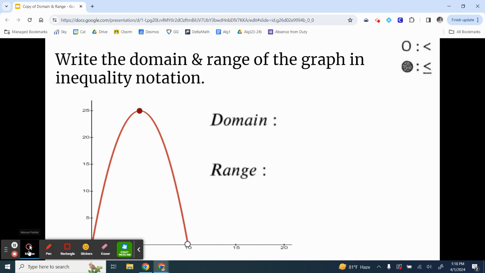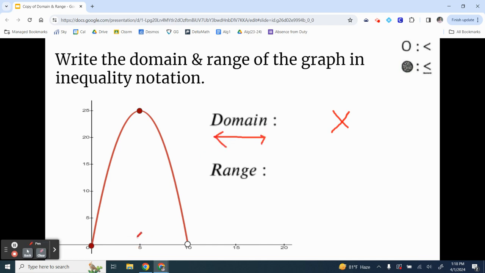So starting with the domain, remember, domain is my x value. So I'm looking for everything from left to right. So when I look at this graph, I'm trying to figure out, okay, there's my x-axis. Where's the furthest I go to the left? And right here, I can see that I start right at 0. Now, the cool thing about inequality notation is that for the most part, these inequalities are always going to go the same direction. So, like I just said, 0 is the furthest I go to the left.